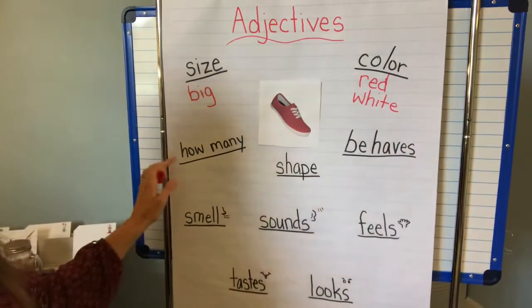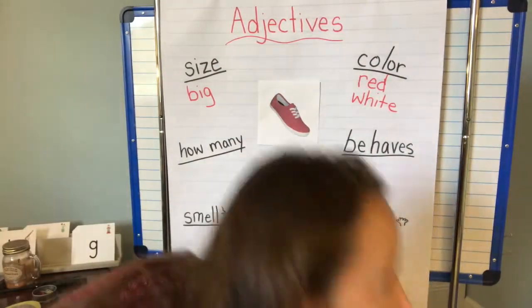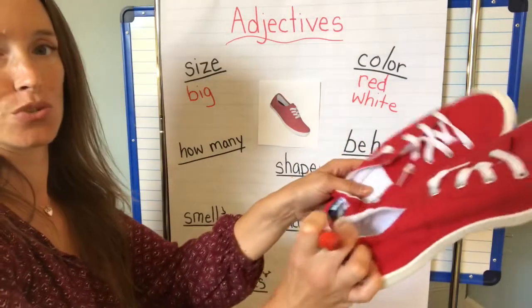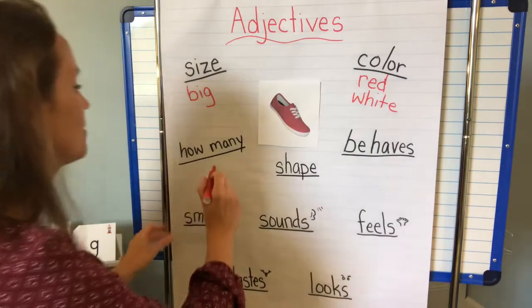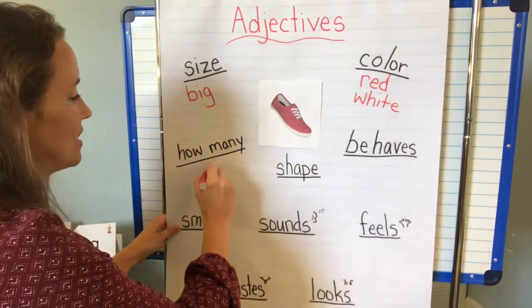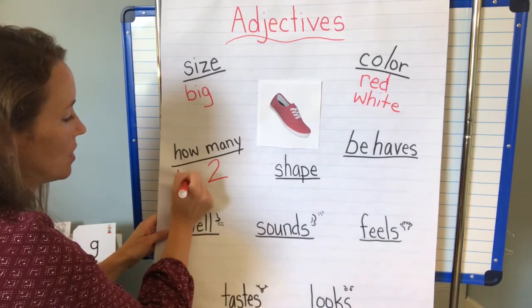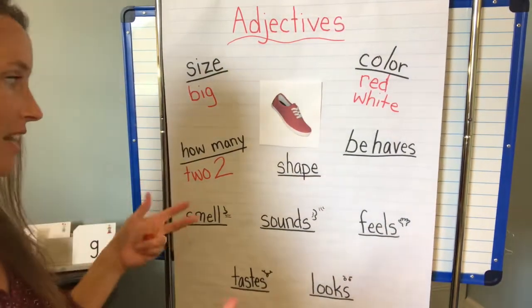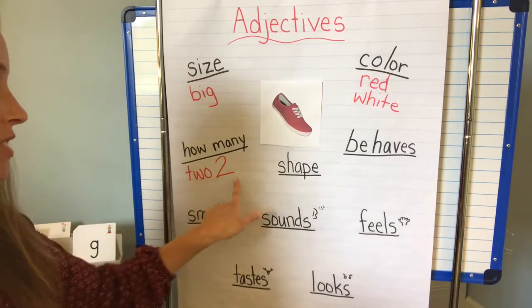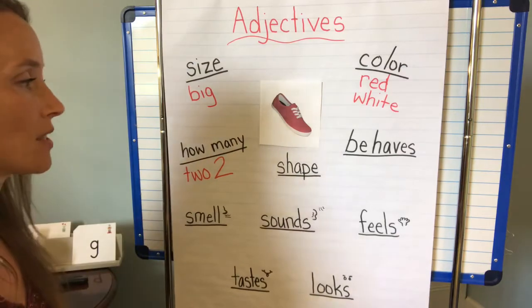Okay, how many? Well, really, my picture only shows one, but how many shoes do I have? I have two. It's a pair. So how many is a number, any of our number words. And I'm going to actually write that word two because usually when you see it in the sentence, it's written out. So two, or my number word two. Okay, how many is an adjective that describes my shoes?